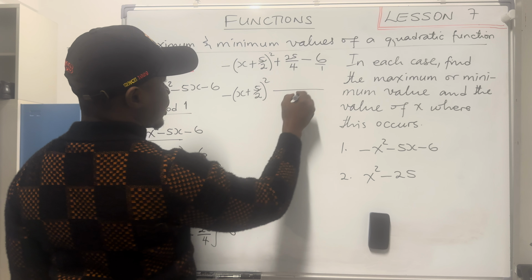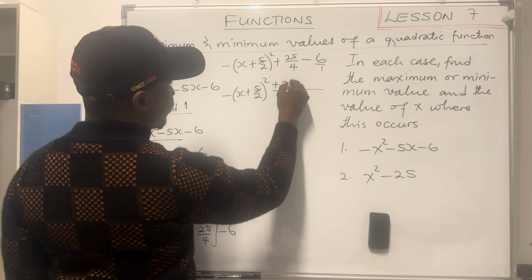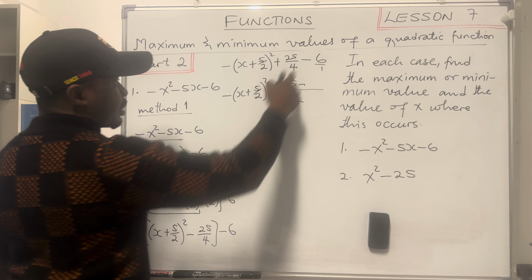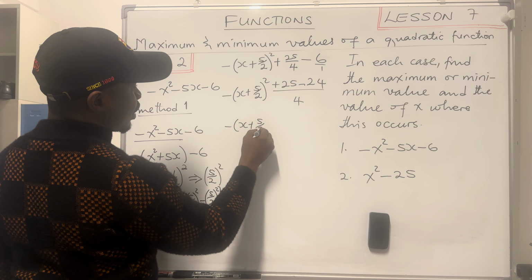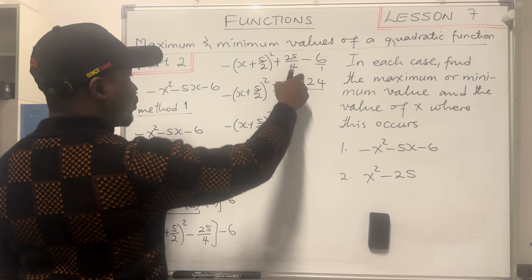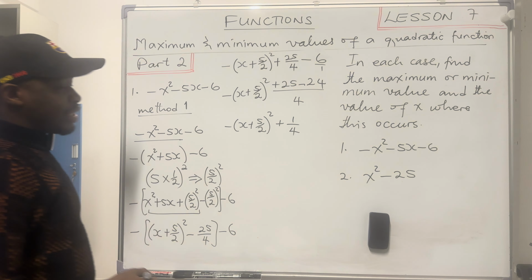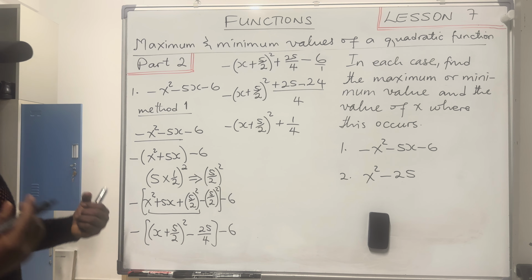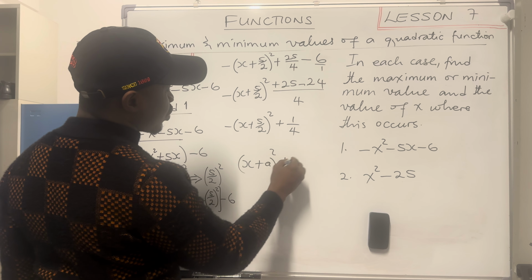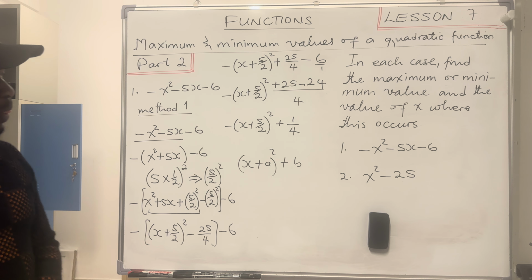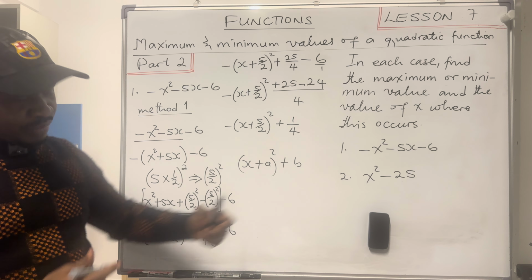The LCM of 4 and 1 is 4. 4 into itself is 1, 1 times 25 is 25. 1 into 4 is 4, 4 times 6 is 24. So we have minus x plus 5 over 2 squared plus 25 minus 24 over 4, which is plus 1 over 4. This is always what we want. We always want to express it in the form x plus a squared plus b. If you want to find the maximum or minimum value, we express it in this form.